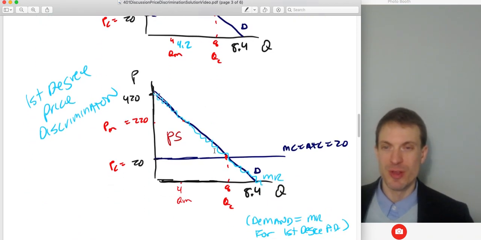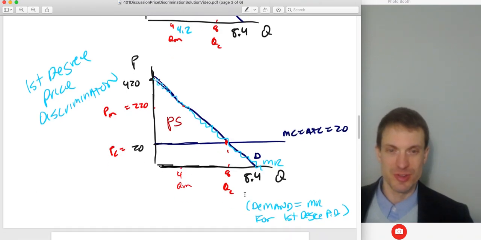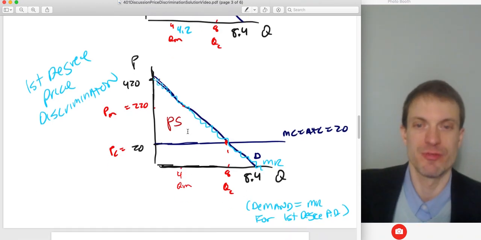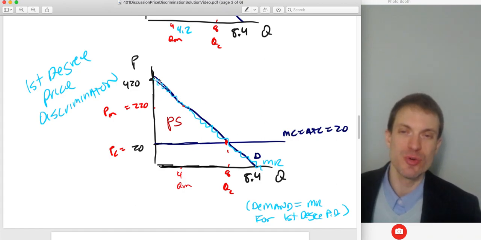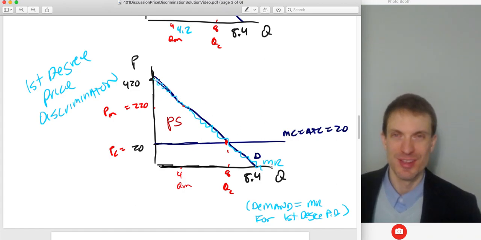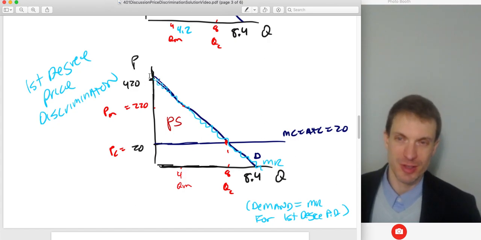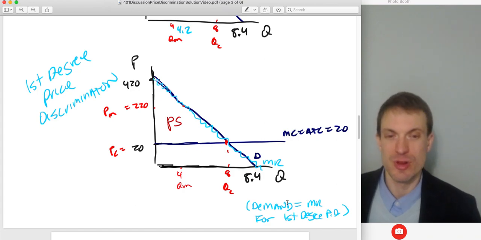And then first degree price discrimination, it's pretty much the same. What's the difference? Well, now the marginal revenue curve is the demand curve. Isn't that weird? It's got to be though, right? What's marginal revenue? It's how my revenue is changing when I sell another unit. What's happening when I'm selling another unit? It's corresponding to exactly the maximal willingness to pay of consumers, which traces down the demand curve. Okay. So demand equals marginal revenue for first degree price discrimination.